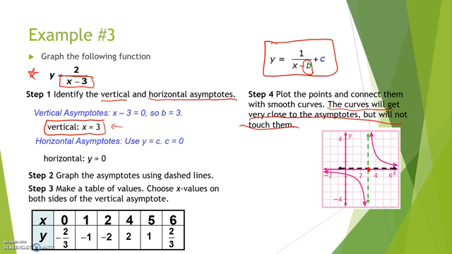So in this section, you really need to know how to find your asymptotes. And if they give you a rational function, you need to know how to graph it by finding your asymptotes, creating a table, graphing your asymptotes, and then graphing the function altogether.